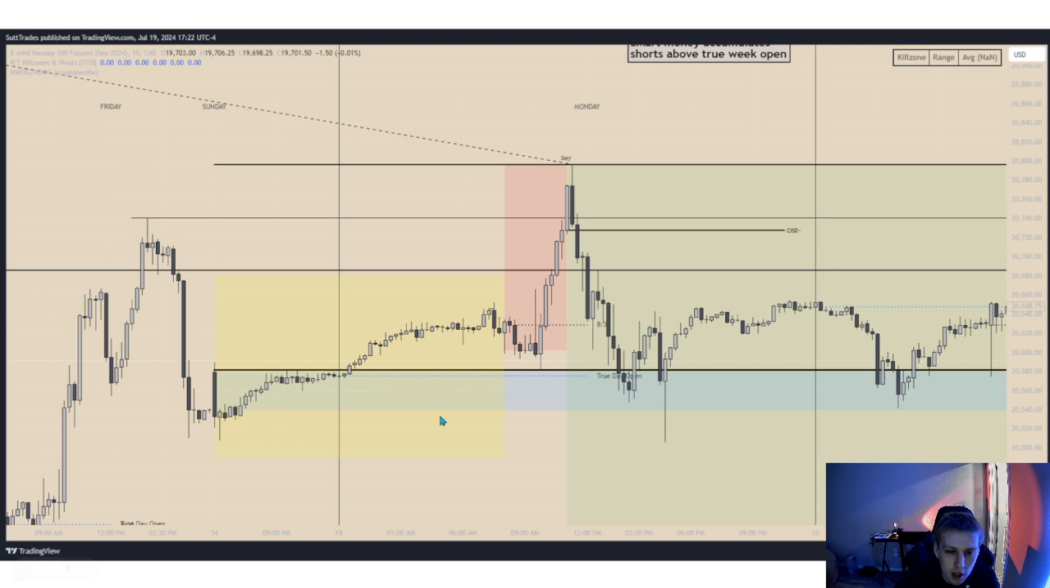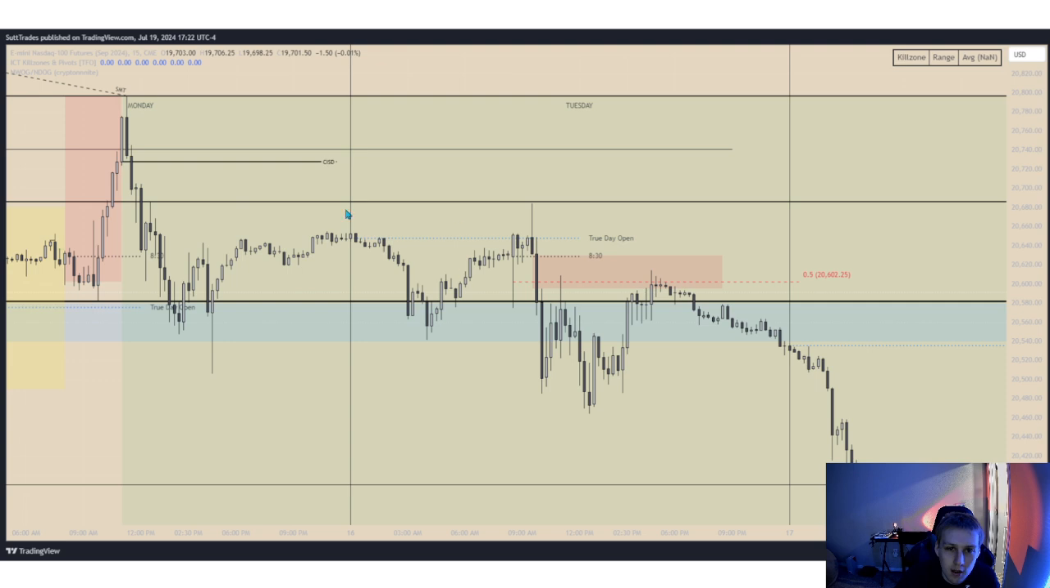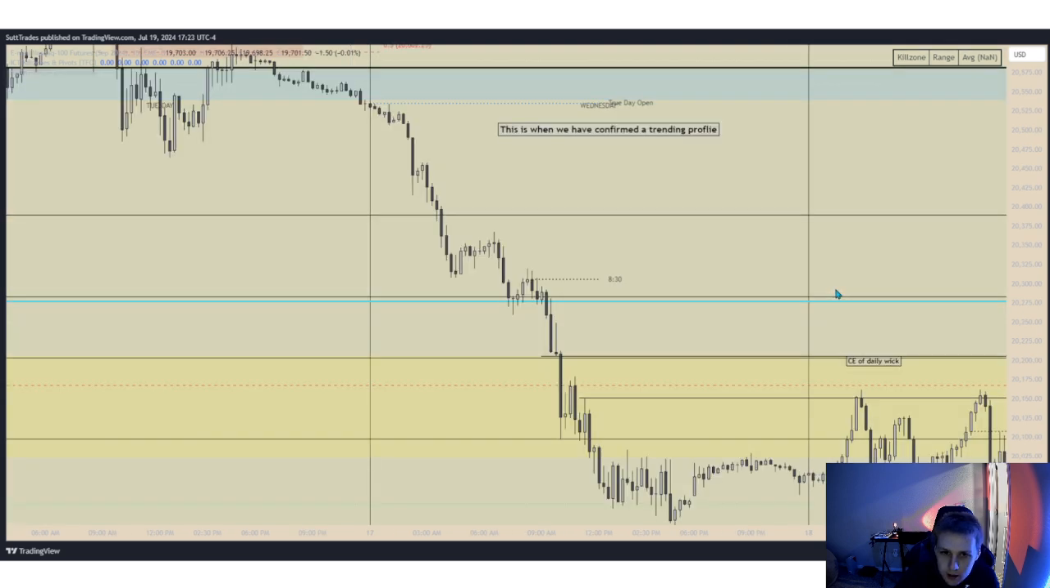And as you see, we have accumulation, manipulation. Notice the manipulation from this week was within 9 a.m. to 12 a.m. window. You just swing up there and then swing back down. And here's Tuesday. I have all these days I go over actually individually on my market reviews. And then here's Wednesday. This is when we confirmed a trending profile.